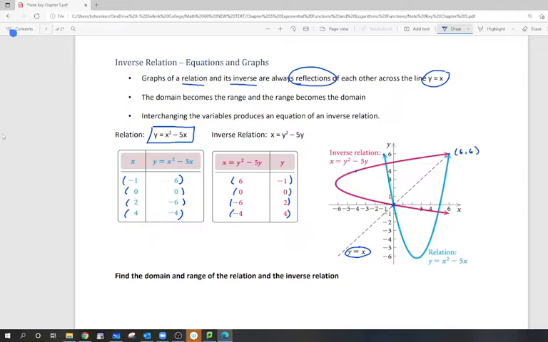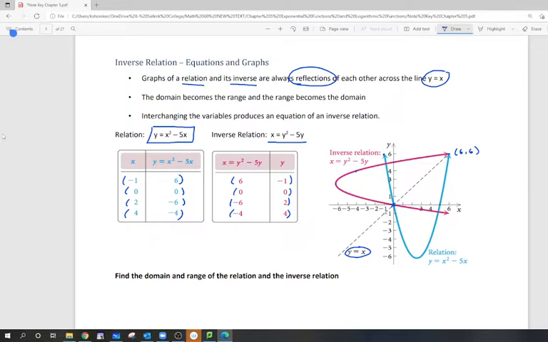The other part of this is, to graph the inverse, I just looked at the table of values for my original relation and I switched the x and the y values. Well, I can also find the equation of an inverse relation by switching the x and the y values. So if I was to put in x for y, and y for x, I end up with x equals y squared minus 5y. This is the equation of the inverse, and I could check some points. You know, if I plugged in x is 6, and I plugged in y is -1, it would make the equation true.